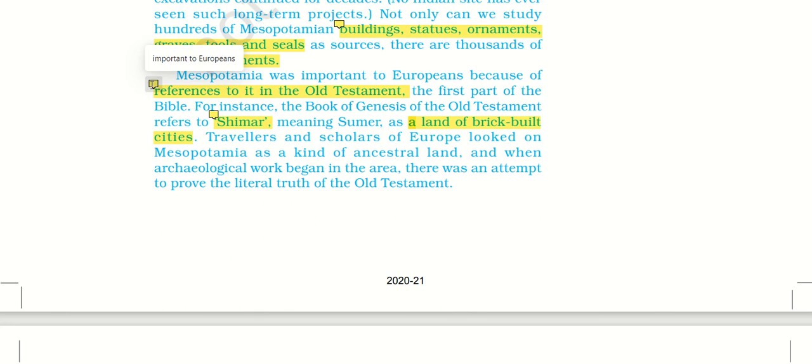Why was Mesopotamia important to Europeans? Because of the references to it in the Old Testament. What is the meaning of Shimar? It means Sumer, which is a land of brick-built cities.